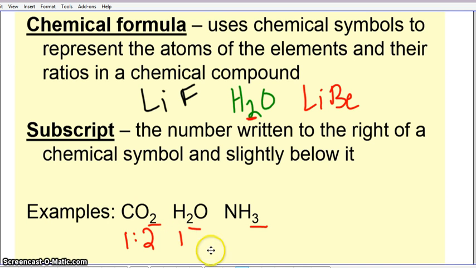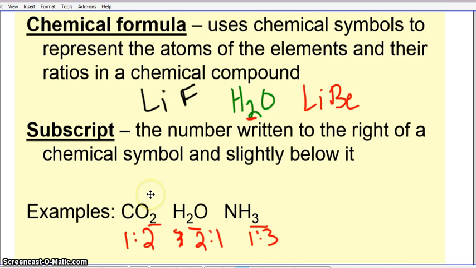Sorry, I wrote the wrong thing there. In H2O, how many hydrogens? Two. How many oxygens? One. So it's a 2 to 1 ratio. What this is saying is I have one carbon atom to two oxygens in CO2. In H2O, I have a 2 to 1 ratio. And then NH3, we have a 1 to 3 ratio. We have 1 nitrogen to 3 hydrogens there, okay?